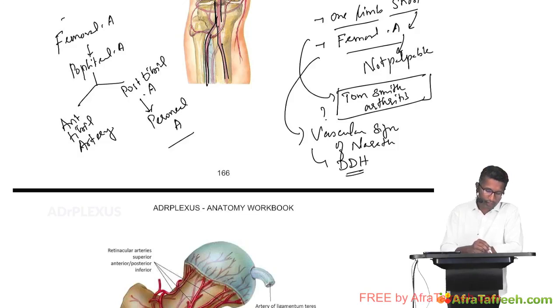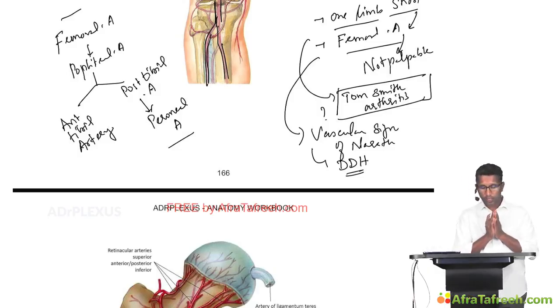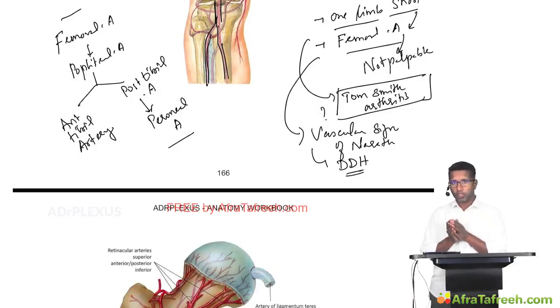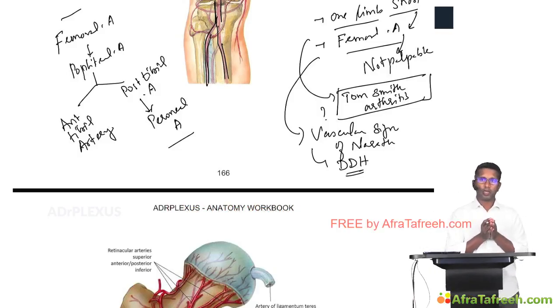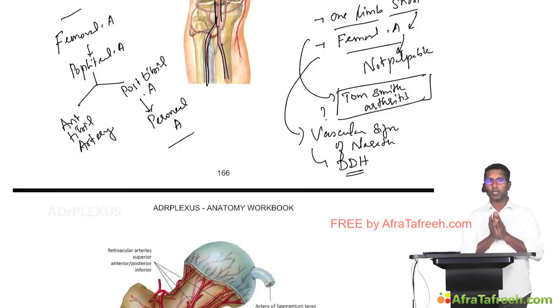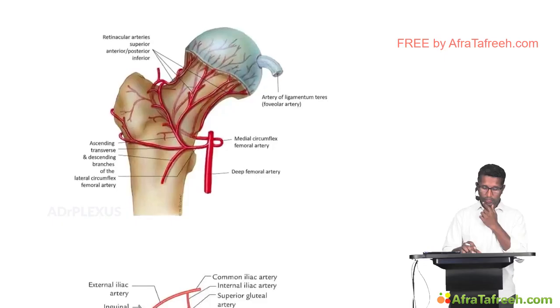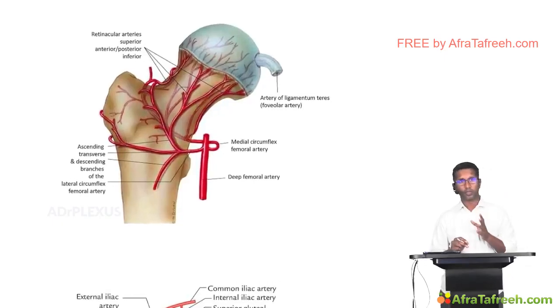So this is the fate of the femoral artery. How does it divide? The femoral artery gives rise to the popliteal artery, which gives rise to the anterior tibial artery for the anterior compartment, and the posterior tibial artery for the posterior compartment. The posterior tibial artery also gives a branch to the lateral compartment of the leg, that is called the peroneal artery. So this is about the lower limb blood supply. Now a very, very important topic, that is the blood supply of the head of the femur.